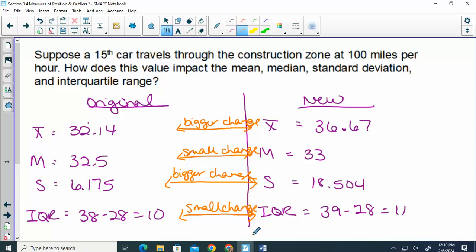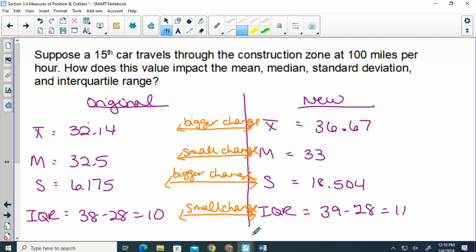So we have talked a lot about things that are resistant. We've talked about the mean and the median before. The mean, if you have one extreme value, it changes a lot. So if your data is skewed, the mean is not going to be as accurate. The median is pretty resistant. A change doesn't really affect it much. We're seeing the same property with standard deviation and interquartile range. Standard deviation changes a lot because of one extreme value, but interquartile range does not.